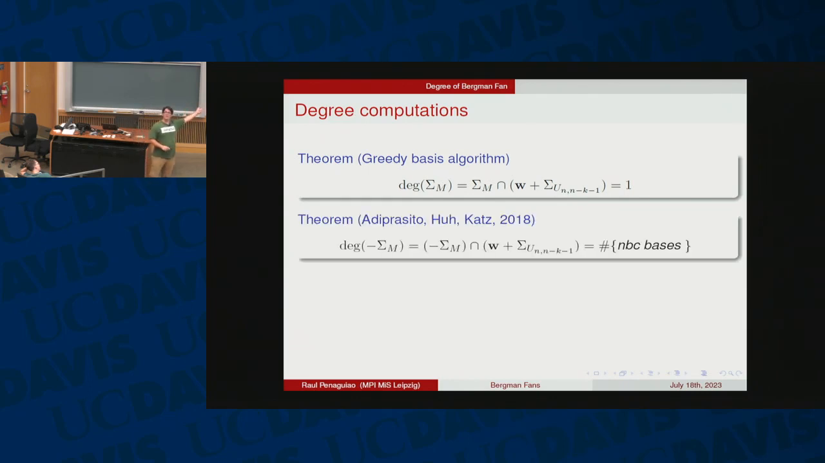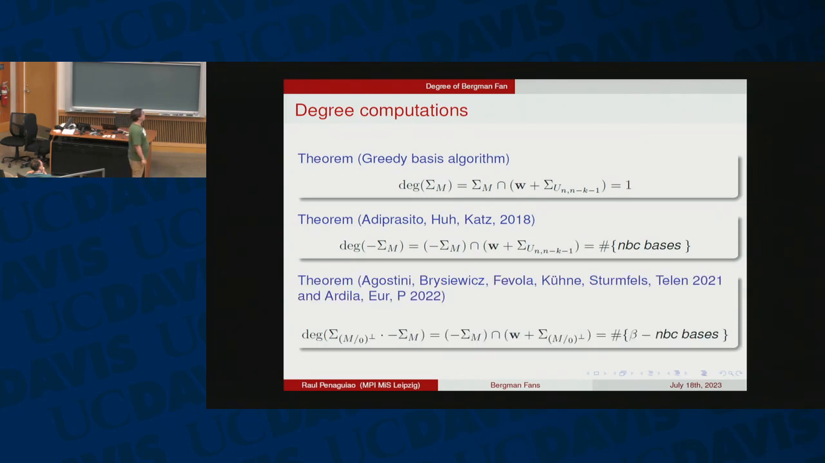If you flip one of the flags, if you flip the matroid around, you get a different tropical space, which has degree, and counting the number of intersection points gives us the number of NBC bases. Yeah, so this again can also be done algorithmically. For each NBC basis, you can find the intersection point. This equality was already a result from a paper by Adiprasito, Huh and Katz, a very celebrated paper.